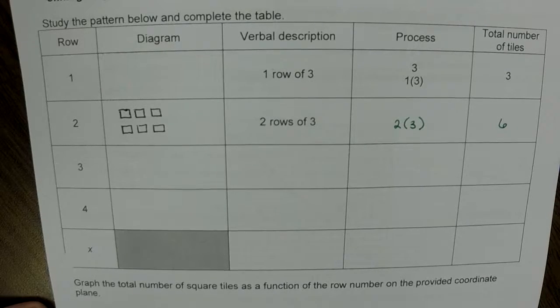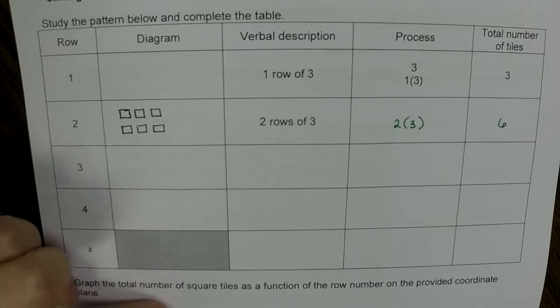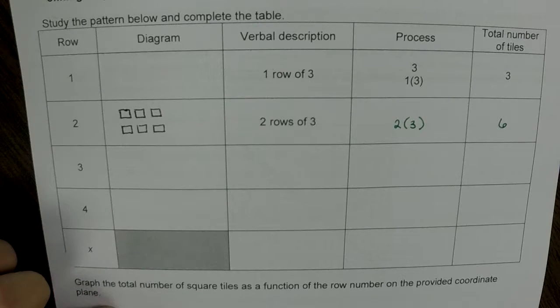Down at the bottom, it says, how is the rate of change demonstrated in the diagram? So you want to tell me what changes in each diagram that would represent slope, or the rate of change.